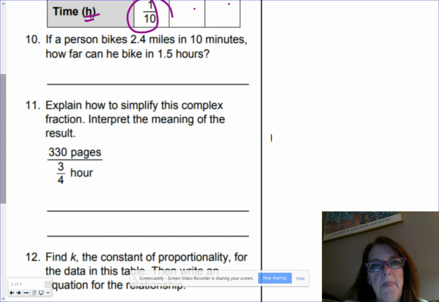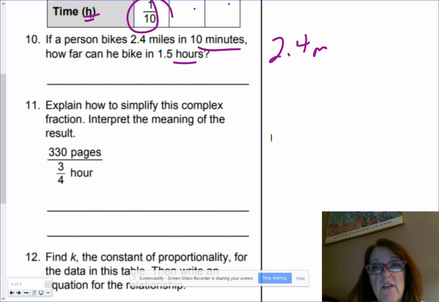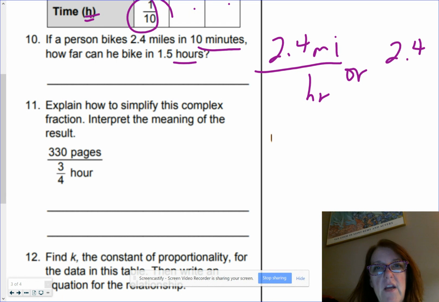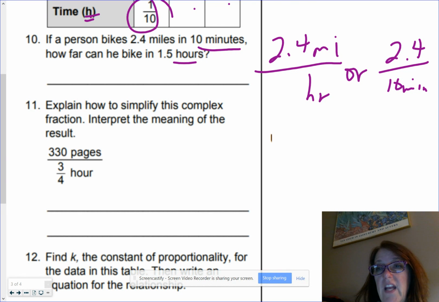Number 10, again, it's this minutes and hours thing. So if you're talking about I can go 2.4 miles in 10 minutes, I want you to think about that as how many hours is 10 minutes. Or maybe you want to think of it this way. I'm going 2.4 miles in 10 minutes. So how far would I go in 1.5 hours? Figure out how many minutes that is.